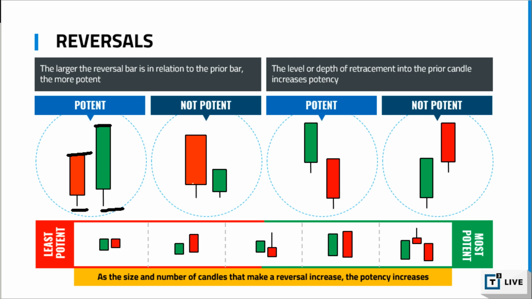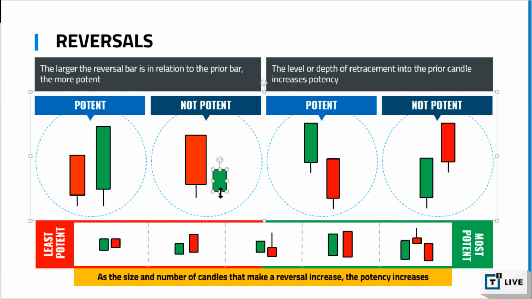In the second example, in the second circle here, not so potent, because the size of the green bar compared to the size of the red bar is not significant. The size of the green is only about 50% of the size of the red bar. But not only that, it also didn't retrace much. It didn't even retrace or reverse 50% of yesterday's bar. Now, could you get a small bar that's a little more potent? And the answer is absolutely.